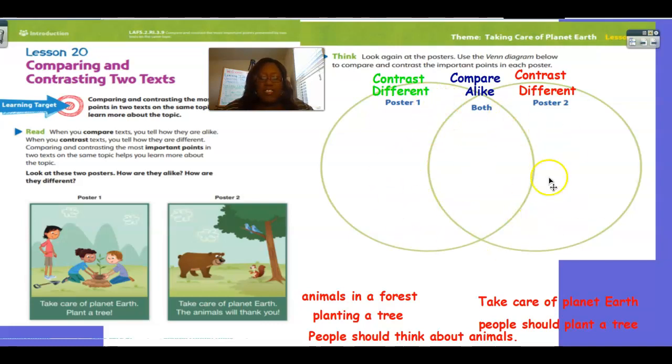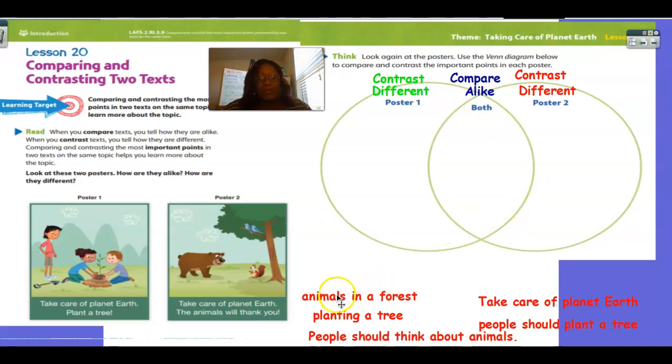Now in our Venn diagram, you have pretty much 3 spots. On the outer spot, we're going to use poster 1, and that's how we're going to contrast. We're going to tell how it is different than poster 2. In the center of the Venn diagram, we will be comparing the posters and showing how they are alike.